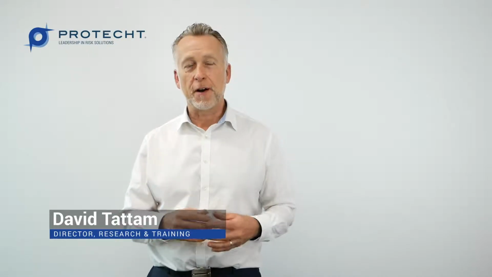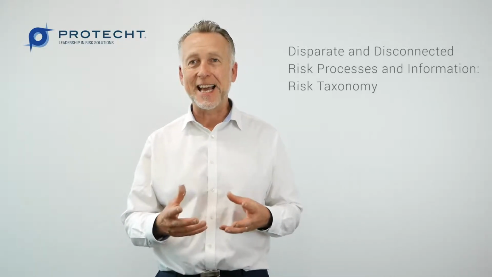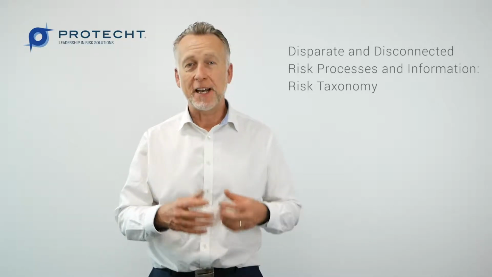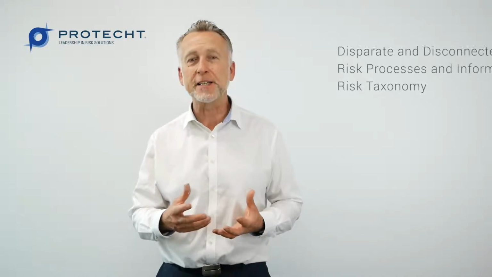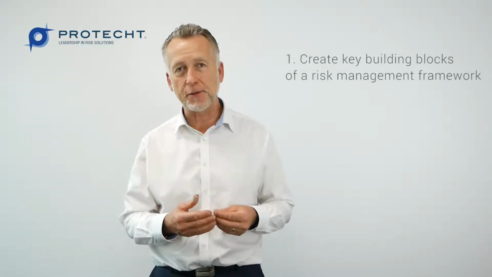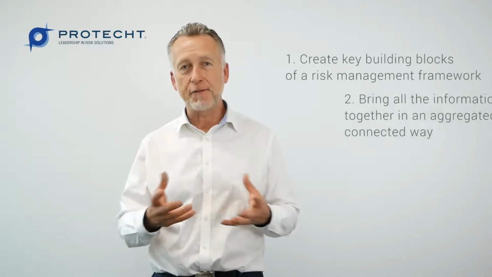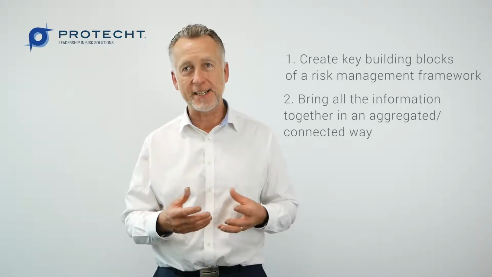A common issue we find with many clients who have implemented and are running a risk management program, risk management framework, is that they face a lot of disconnected, disparate and disaggregated risk processes and related information, which makes it very difficult to bring together to provide an overall risk profile to the board and management. One of the solutions to this problem is to look at two things. Number one is to create the key building blocks of a risk management framework, both in terms of process and information. And secondly, bringing all that information together in an aggregated and connected way.